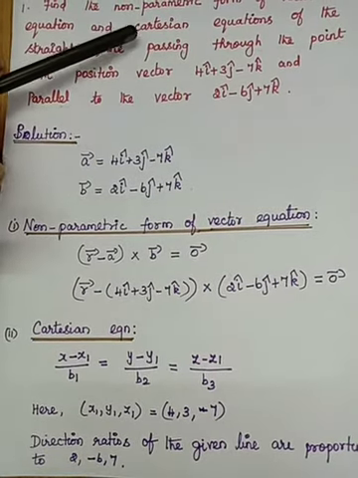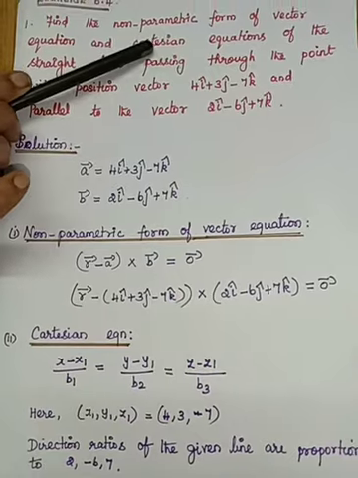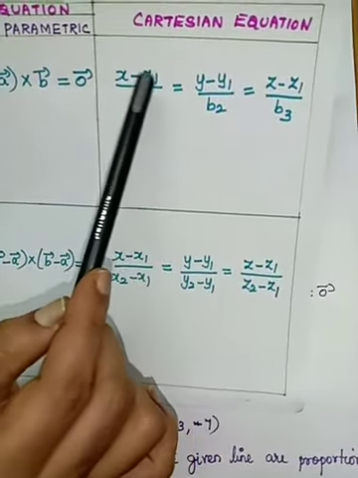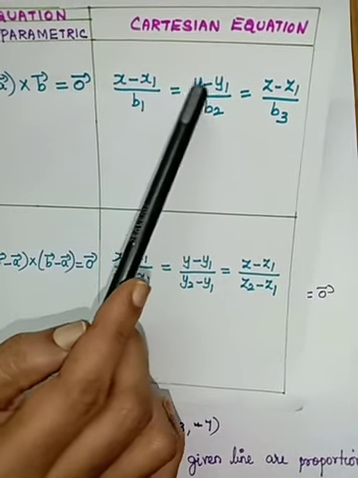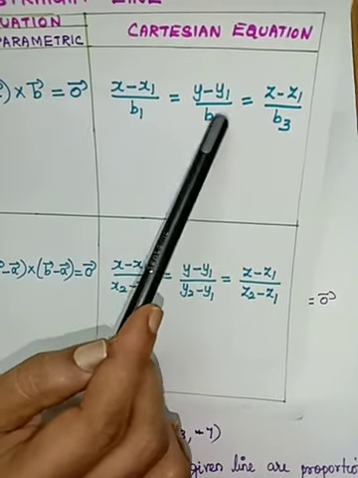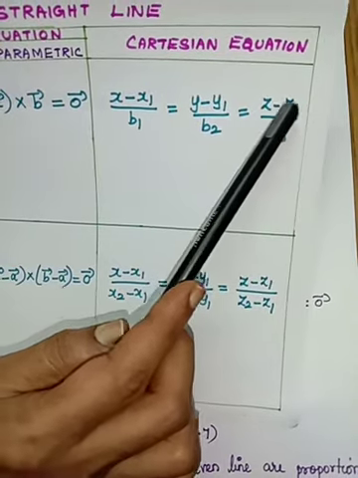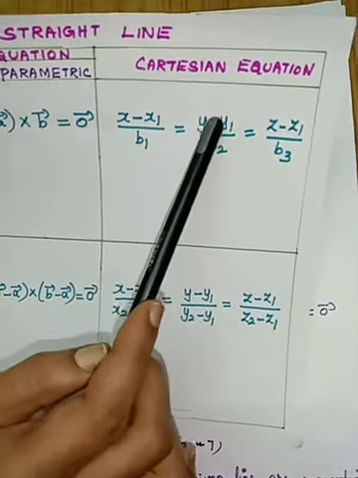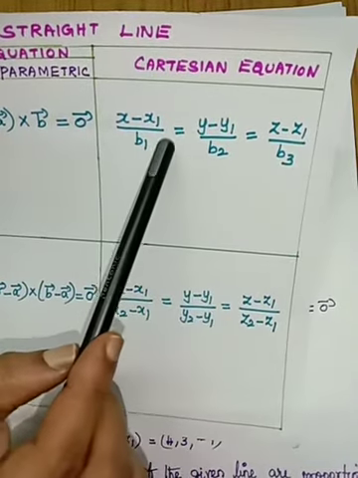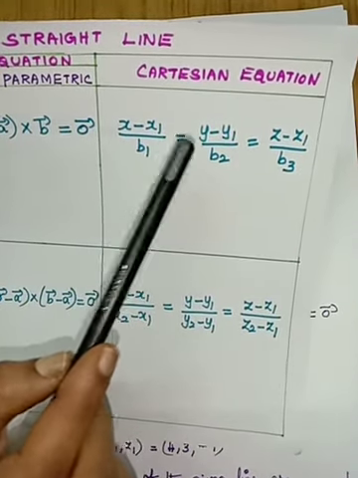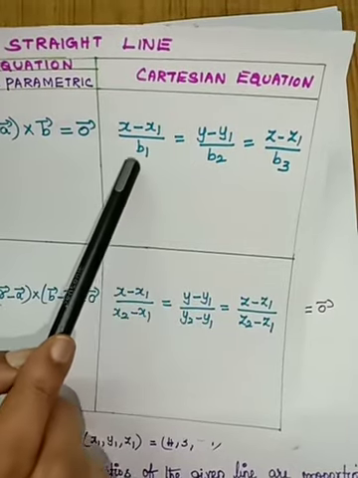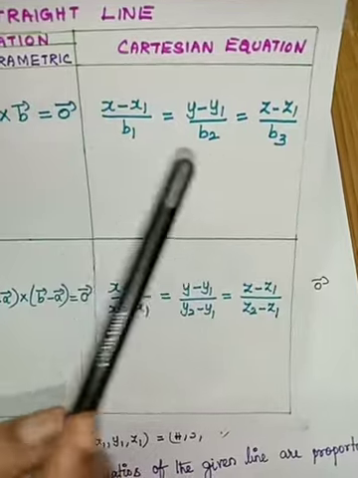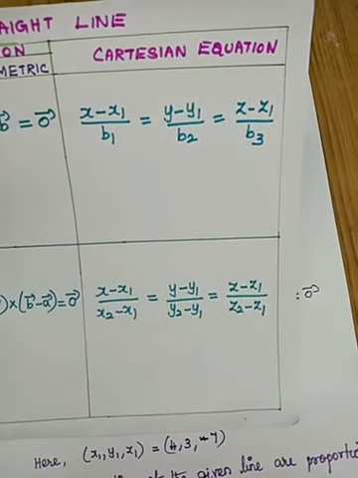Now, what is the second one asked? The Cartesian equation. So come to the Cartesian equation. The formula is (x minus x1) by b1 is equal to (y minus y1) by b2 is equal to (z minus z1) by b3. Now what is needed? x1, y1, z1 are nothing but the passing point of the straight line. What are b1, b2, b3? They are the direction ratios of the given line.